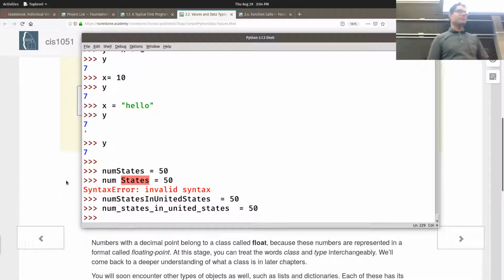Yes? Is there a way to store the assignments, or will they always overwrite? Like when you said x equals 10 and then x equals 7, will they always overwrite? They will overwrite. So the values will overwrite. And there's no way to store it, to keep it from changing?